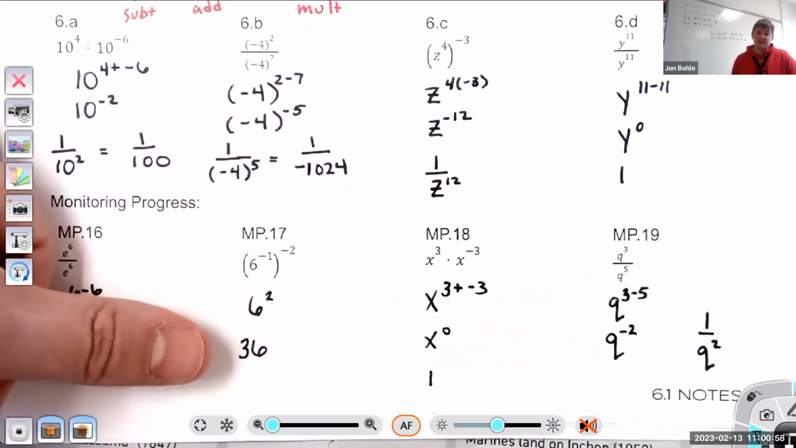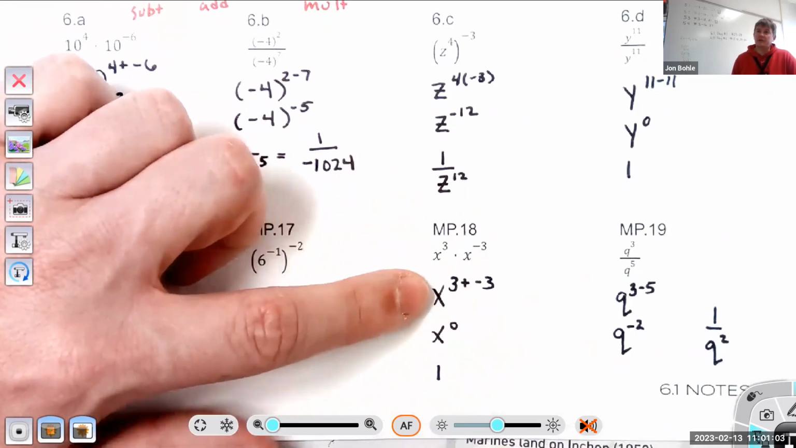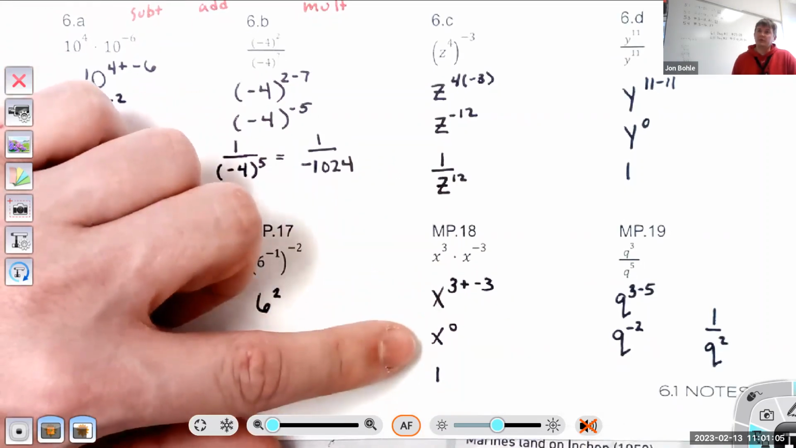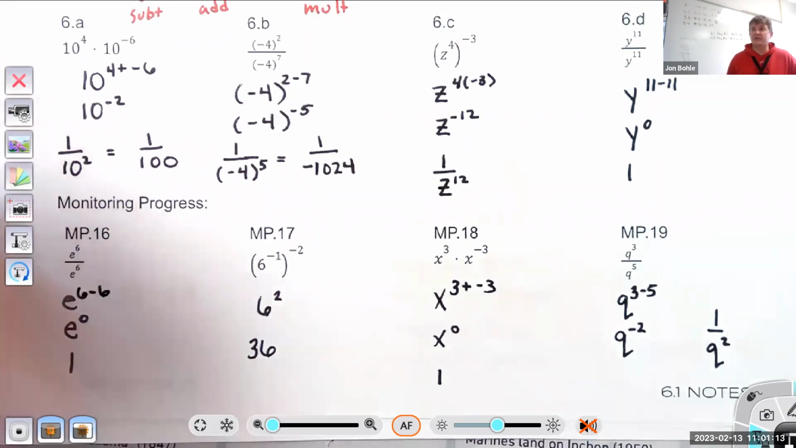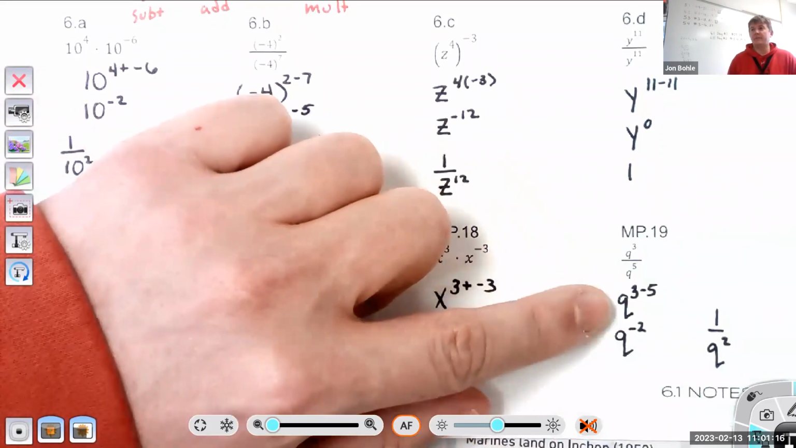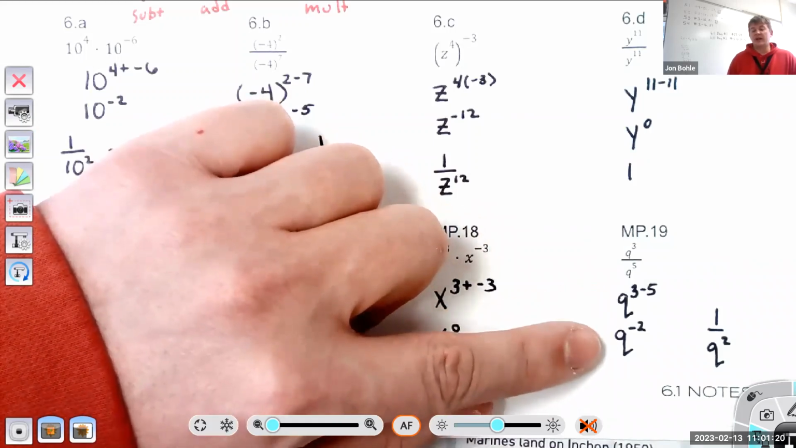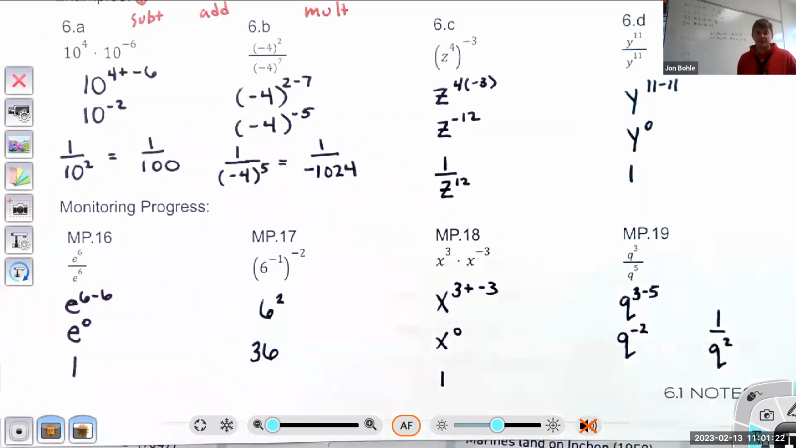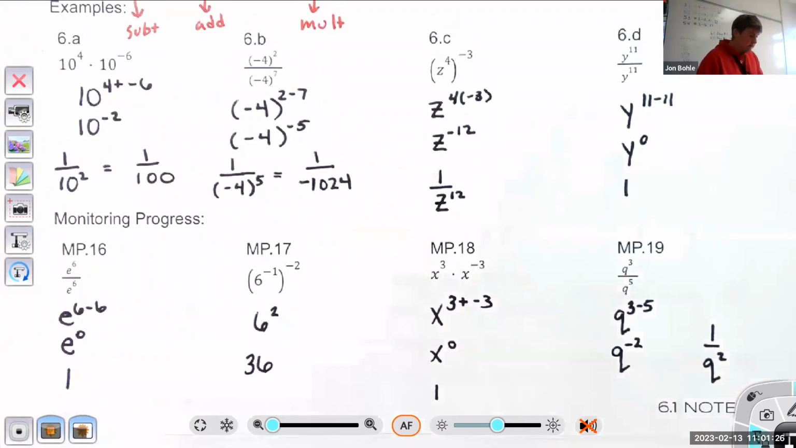Okay, x to the third times x to the negative third would be x to the 3 plus negative 3, which is x to the 0. Anything to the 0 power is 1. q to the third divided by q to the fifth is q to the 3 minus 5. 3 minus 5 is negative 2. q to the negative second power is the same as 1 over q squared. Okay, that is it from this day's worth of work.